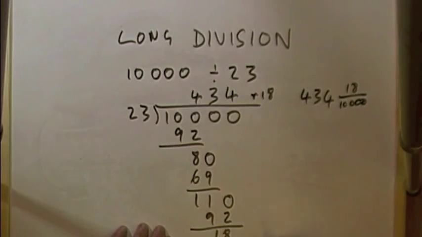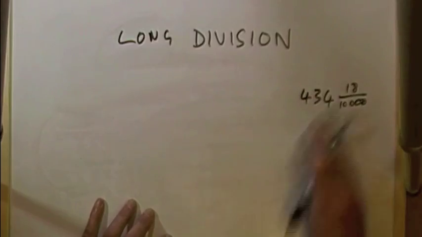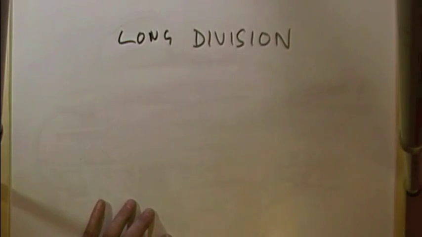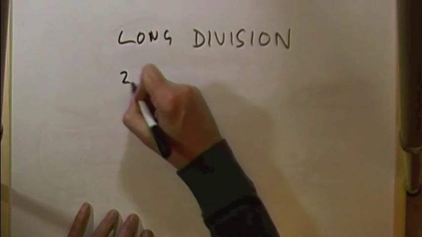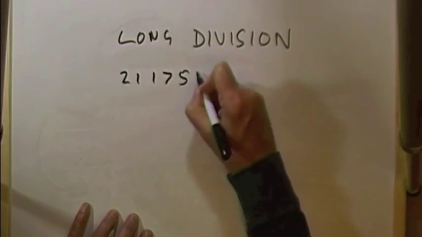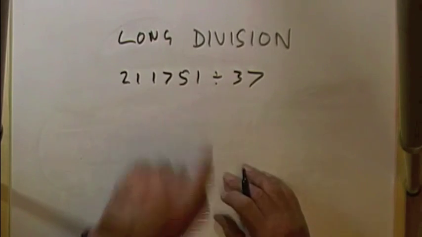Cancel that down a bit. Or one last one, if you've not already switched off. Or maybe you're racing off to try some for yourself. Well, before you rush off, one last one. What about this? 211,751 divided by 37. If you can do that, you can do anything.